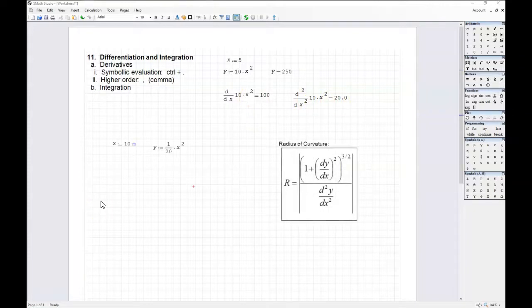Knowing this, let's see if we can determine the radius of curvature of an equation of 1 over 20x squared at x equal to 10 meters. Here's our equation, and we see that we have the first derivative in the numerator and the second derivative in the denominator. I want to do this for two reasons. One is because it gives us an example of doing derivatives, but also I haven't really discussed parentheses in our equations earlier, so this makes a good example to use our parentheses.